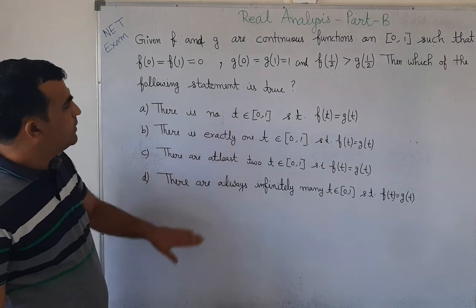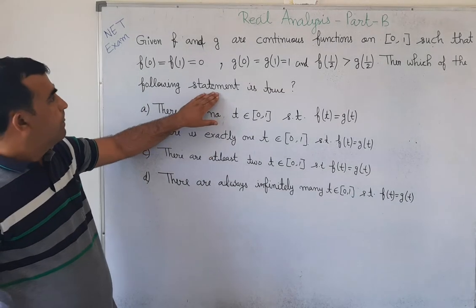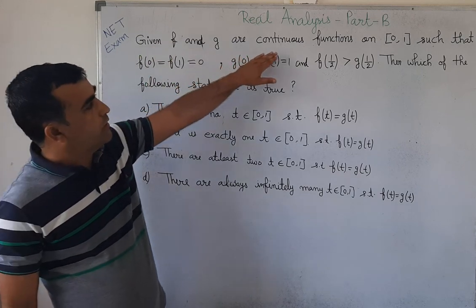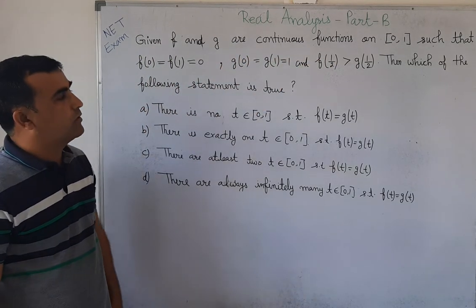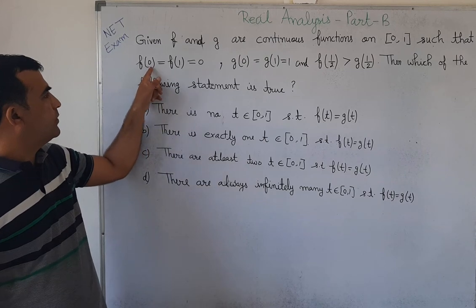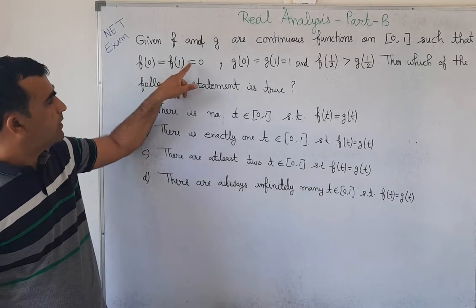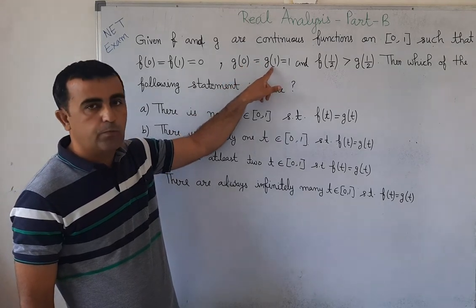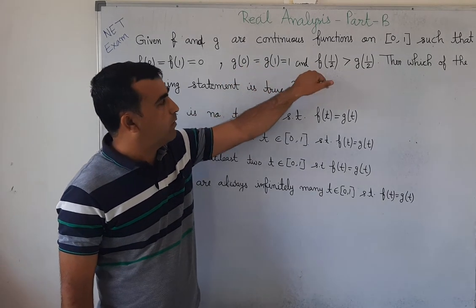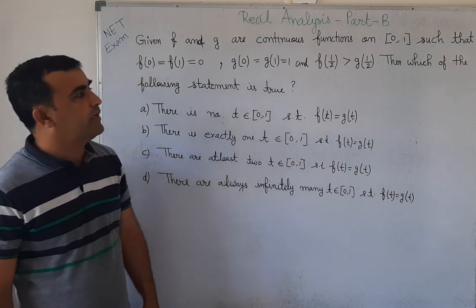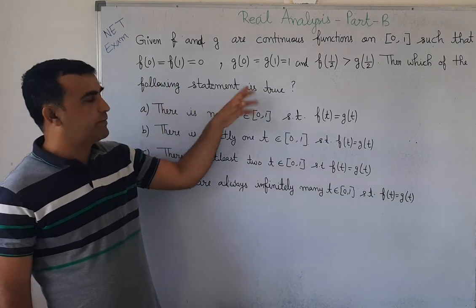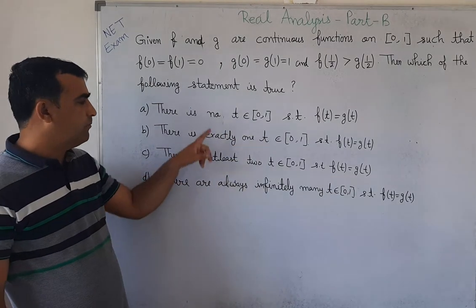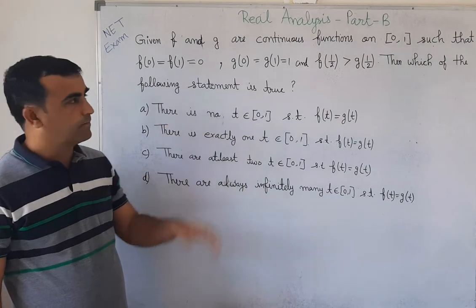In this video, we will solve this question. Let's see the statement of this question. F and G are continuous functions on the closed interval [0, 1] such that f of 0 is equal to f of 1 and f of 1 is equal to 0. G of 0 is equal to G of 1 and G of 1 is equal to 1, and f of 1/2 is strictly greater than G of 1/2. Then which of the following statements is true? Here we have been given 4 statements. In the options, only one statement is correct.